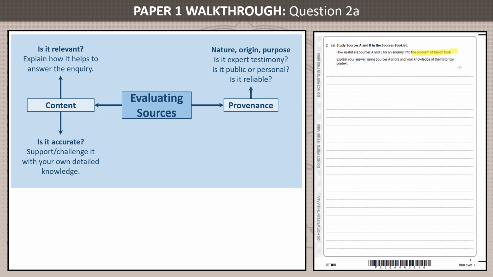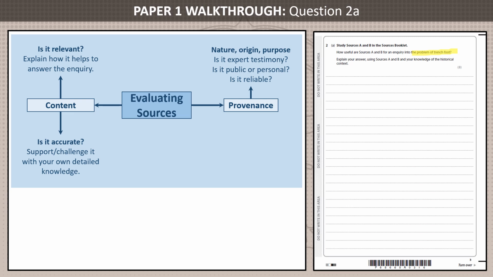Or is it only designed for a personal audience? Now, often personal accounts tend to be particularly honest reflections because they're written only for one person rather than for an audience. Now, you could also consider whether or not the source is reliable or trustworthy.